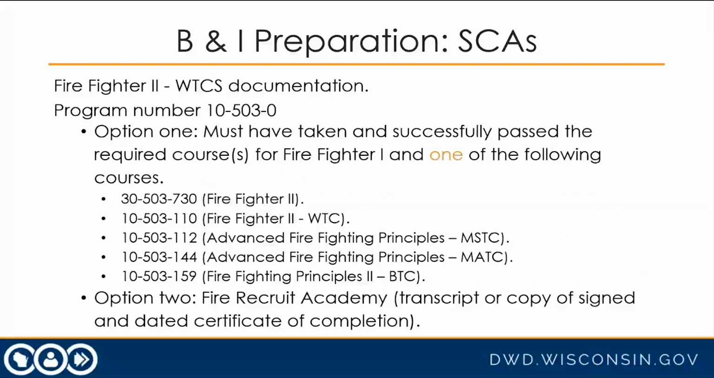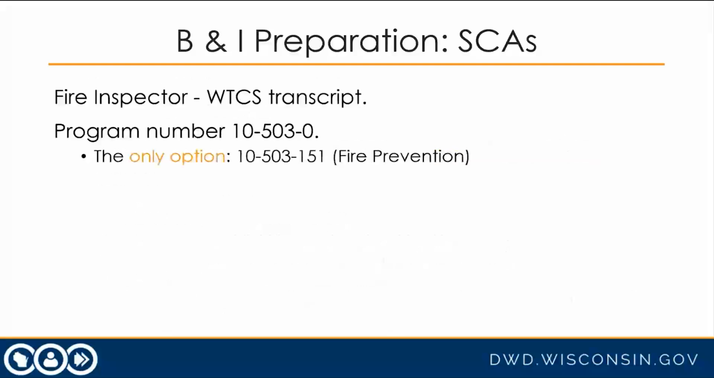This slide shows the options for a Firefighter 2 claim being supported by WTCS documentation. Use program number 10-503-0. There are 2 options. The first option is completion of Firefighter 1 plus taking an additional class that is on the list. Course numbers are provided on the list. As with the other SCAs through the technical colleges, there may be other courses that would qualify the student for the award, so reach out to us if you think this is the case. The second option is the Fire Recruit Academy through Madison College.